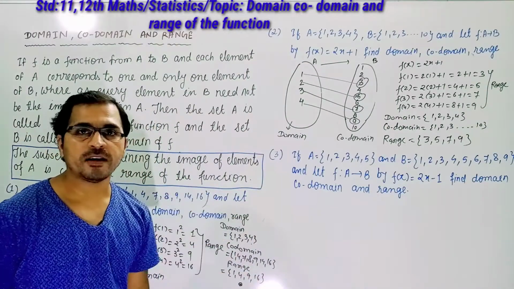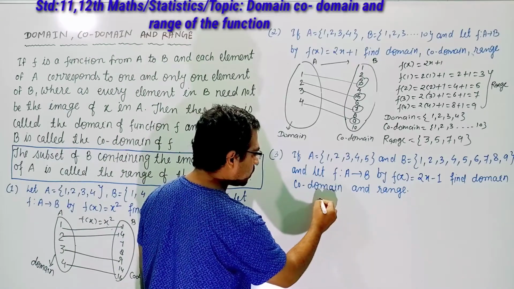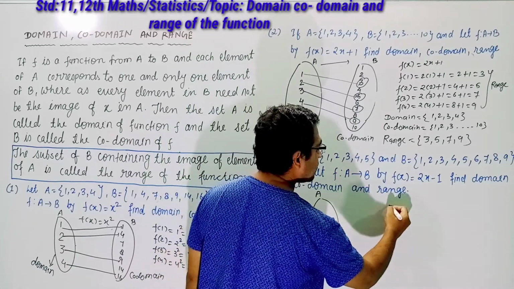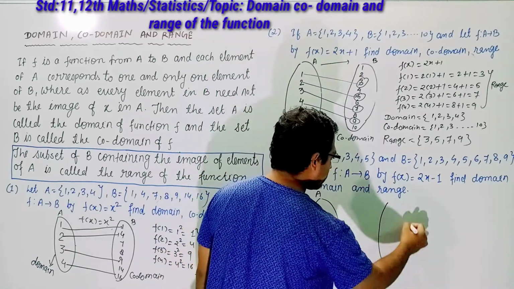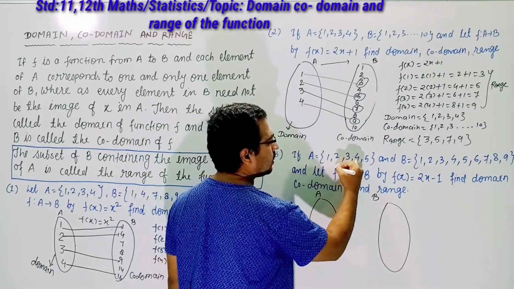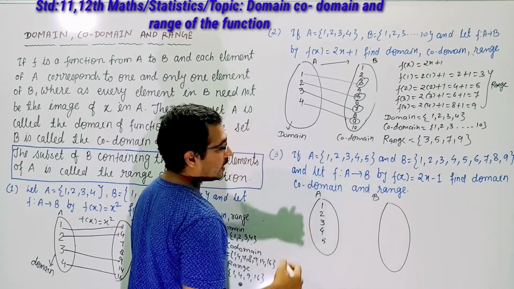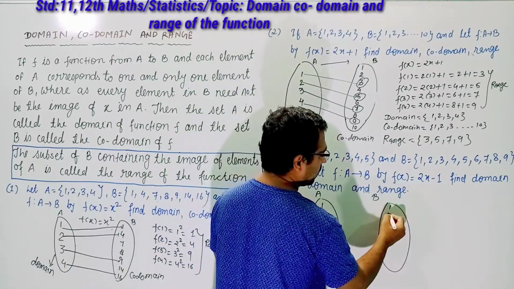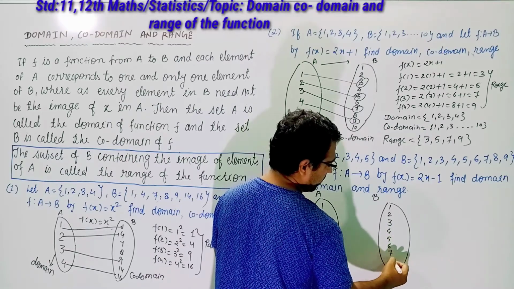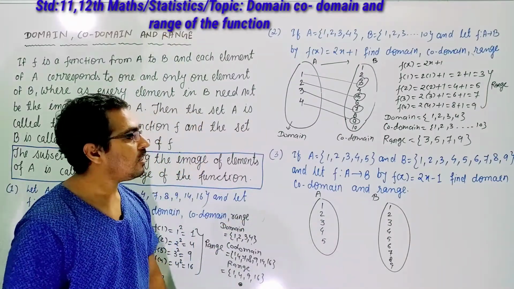Okay students, now moving to the final question of today's video lesson. The same thing you will have to do over here. Two sets, set A and set B. The elements of set A are 1, 2, 3, 4 and 5. And the elements of set B are 1, 2, 3, 4, 5, 6, 7, 8 and 9.